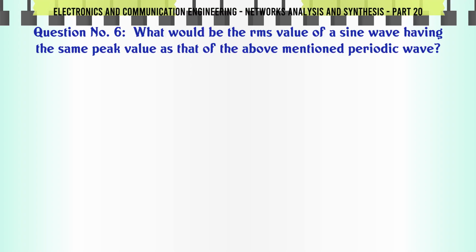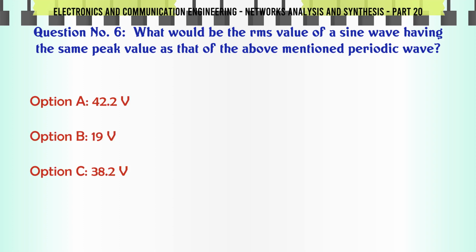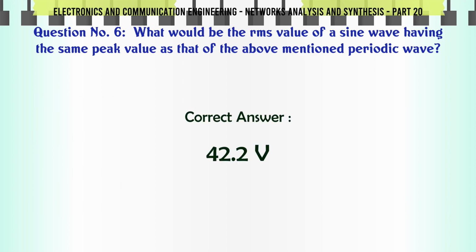What would be the RMS value of a sine wave having the same peak value as that of the above-mentioned periodic wave? A. 42.2 V, B. 19 V, C. 38.2 V, D. none. The correct answer is 42.2 V.